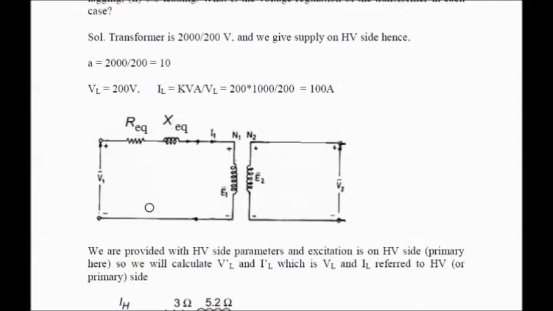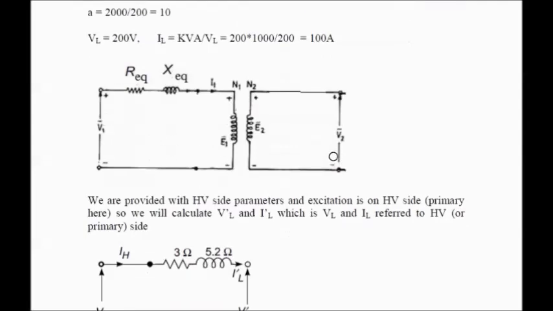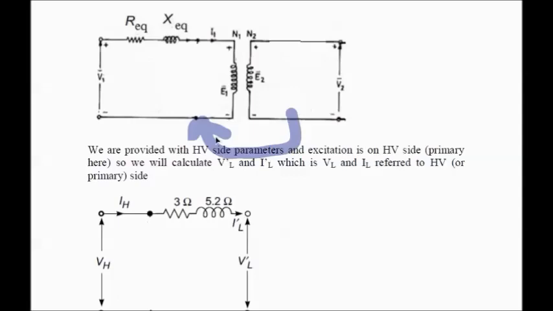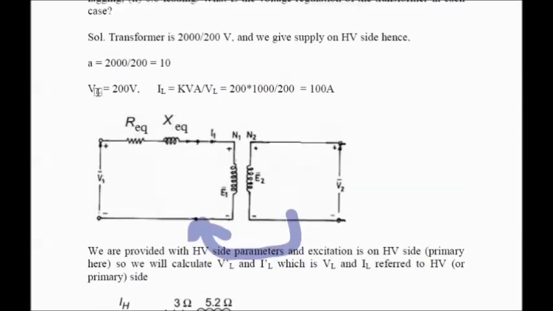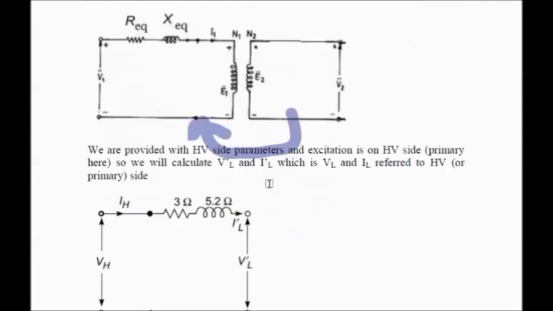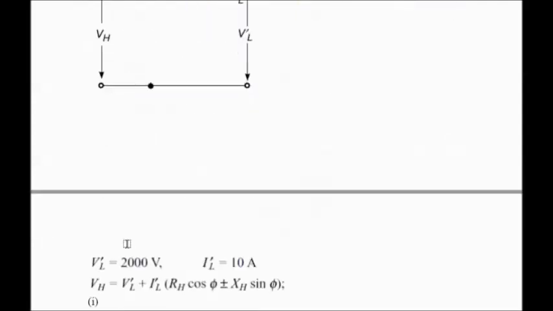So it is a normal transformer. This is your high voltage side, this is the low voltage side. Now we refer this secondary to primary, or low voltage to high voltage, because I have to calculate this VH or V supply. So when we refer to this side, VL will be VL prime and IL will be IL prime, where VL prime is a times VL and IL prime is IL upon a. Hence VL prime is 2000 and IL prime is 10.